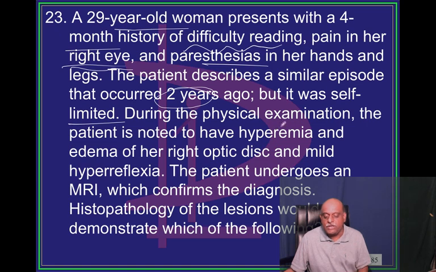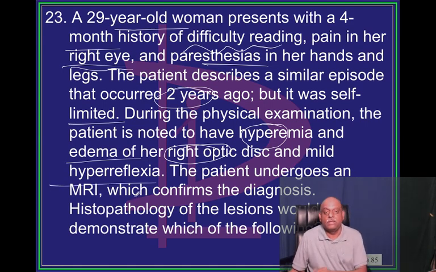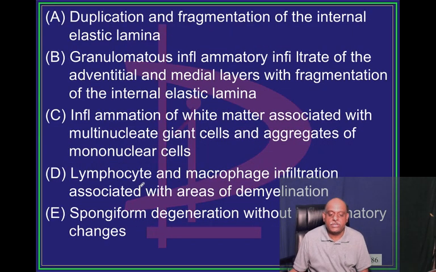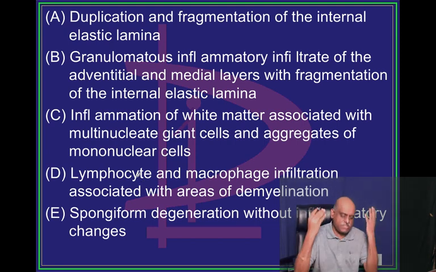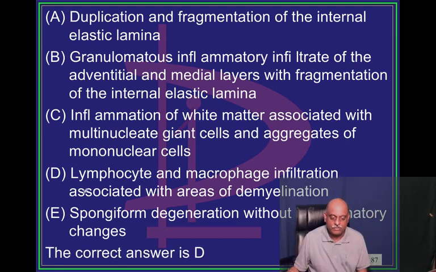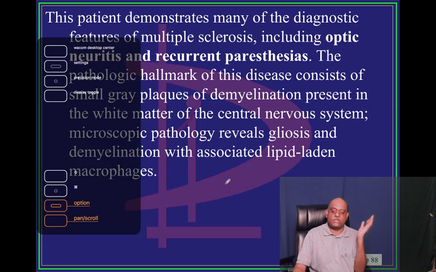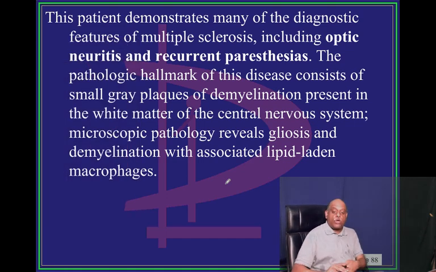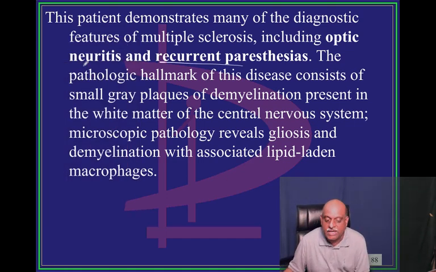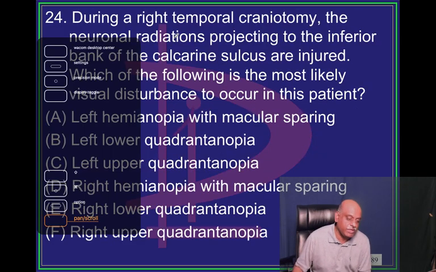During the examination you have seen there is a hyperemia and edema of the right optic disc. There is a hyperreflexia. Now the question is, what do you expect in multiple sclerosis? There is a lymphocytic macrophagic infiltration with areas of demyelination. So optic neuritis, recurrent paresthesias, they are the things that you see in multiple sclerosis, is what you need to remember.